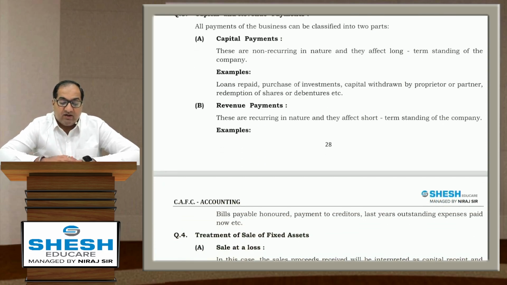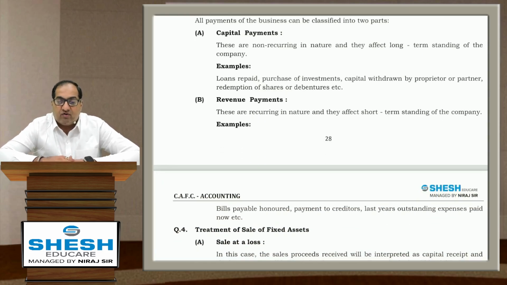Revenue payments. These are recurring in nature and they affect only the short term. What do you mean by that? You have paid, you have honored bills payable. You have paid money to creditors. Now, when you honored bills payable, it's not an expenditure. When you purchase goods, it's a revenue expenditure. Similarly, when you make payments to creditors, money is going out, but it is not an expenditure. When you have purchased goods on credit, it's an expenditure.